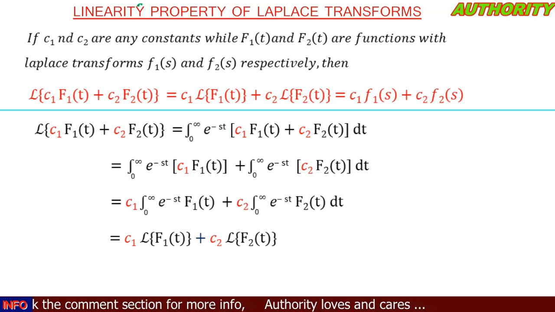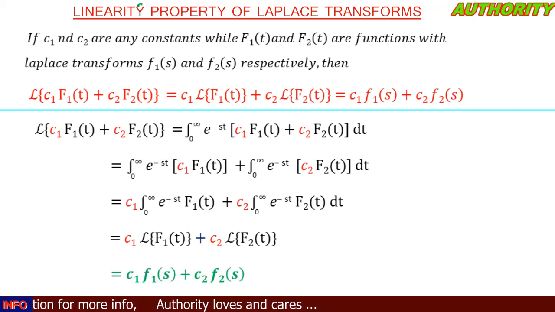Okay, so here we write, we have c1 times the Laplace transform of f1 of t, plus c2 times the Laplace transform of f2 of t. Do you get? Good. And then again we say, when we perform this Laplace transform operator on a function, it should give us f of s. So the Laplace transform of f1 of t should give us f1 of s, and the Laplace transform of f2 of t should give us f2 of s. So here we have c1 f1 of s plus c2 f2 of s. Do you get?